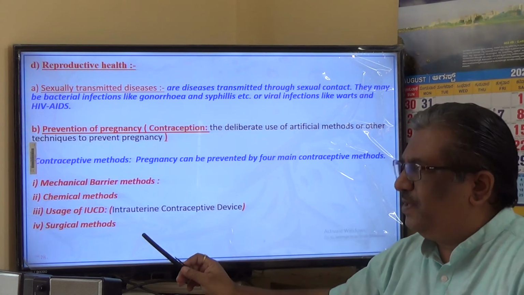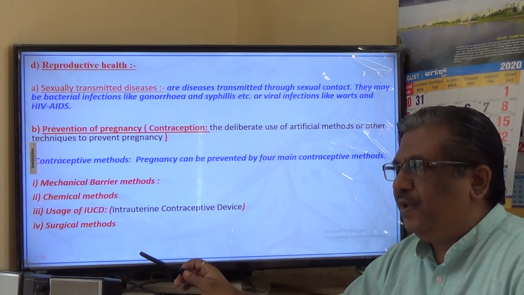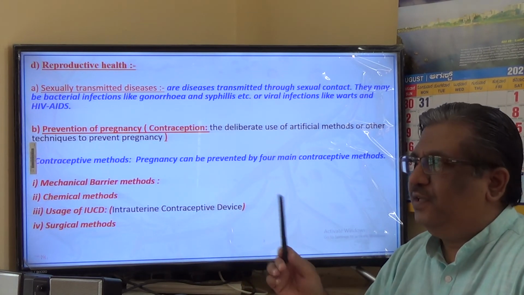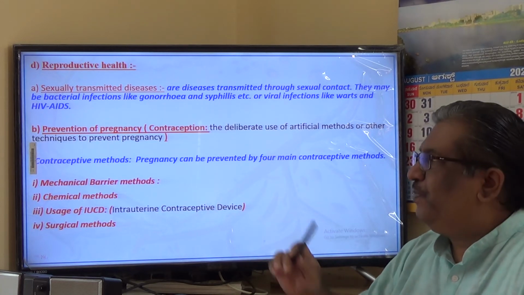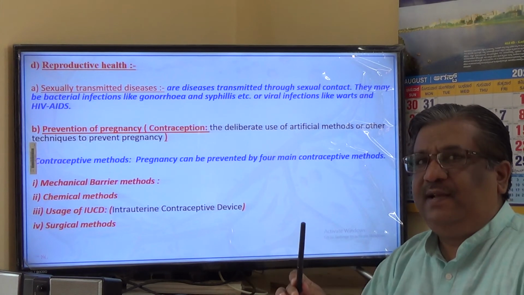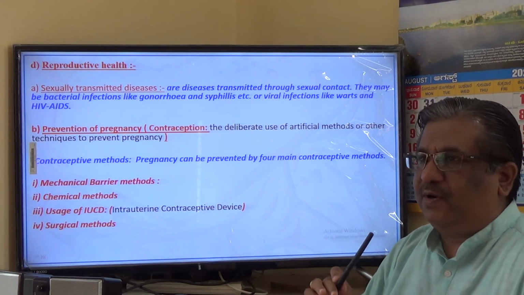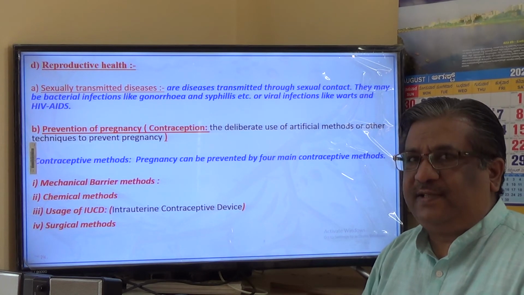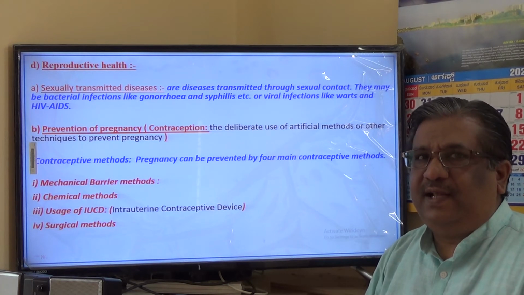these sexually transmitted diseases. Why this disease? What is the cause for these diseases? As the two bodies come into contact with each other intimately, there is a very much possibility of transfer of diseases from one person to another person. And these diseases have been classified as bacterial infections and viral diseases. Very important. You may get in the exam one question, what are the sexually transmitted diseases that are bacterially infected and those that are virally infected.